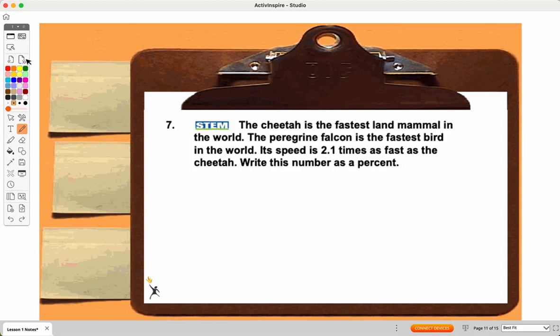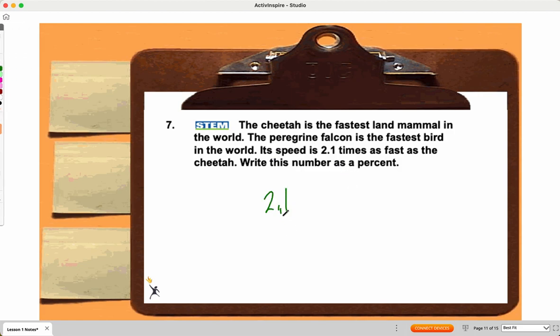Now, just giving us a word problem kind of idea, a cheetah is our fastest land mammal, but a peregrine falcon is the fastest bird in the world. It has speeds that can reach 2.1 times as fast as a cheetah. So what is that as a percent? Well, 2.1, 2 to the right. It's 210% faster than a cheetah. And if a cheetah goes around, say, 60, 70 miles an hour, that's a pretty fast bird.